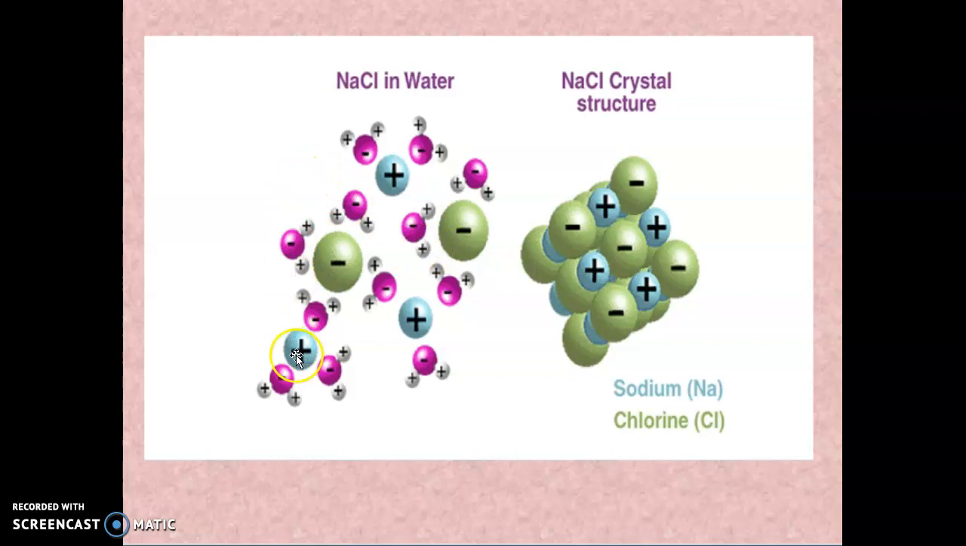Here the plus is sodium. The sodium will be surrounded by the negative charge of the water molecules, that is OH-. Next, here it is chlorine, and the chlorine will be surrounded by the positive charge of the water molecule. Like this, the electrostatic force of attraction in sodium chloride is broken and it dissolves in water. So these are the properties of ionic compounds. Hope you all have understood this.